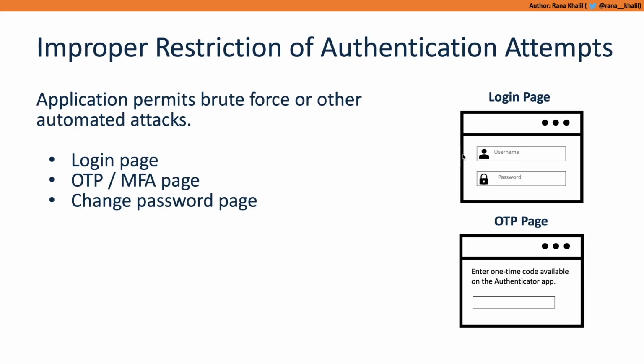Another example is improper restriction of authentication attempts. So that's when the application permits brute force or other automated attacks on authentication mechanisms like the login page, the one-time password, or the multi-factor authentication page, or even the change password page. I usually see some kind of restriction on authentication attempts when it comes to the login page, which is good, but it's usually missing when it comes to the OTP page or the MFA page or the change password page. So it's important that all the authentication mechanisms have some kind of brute force protection.